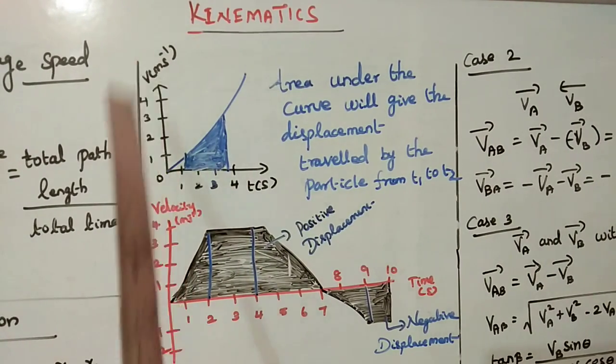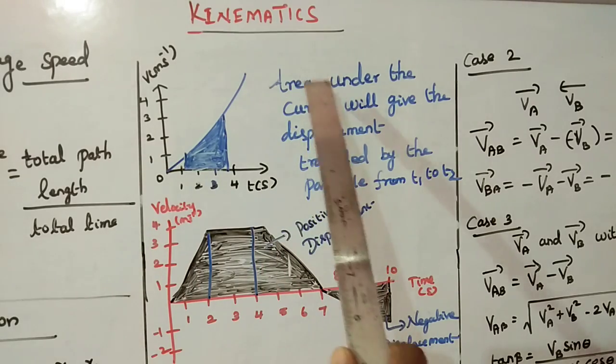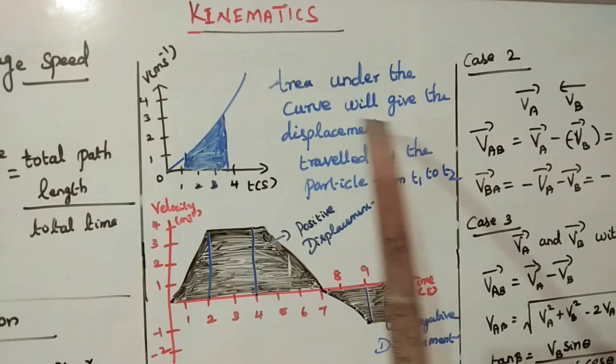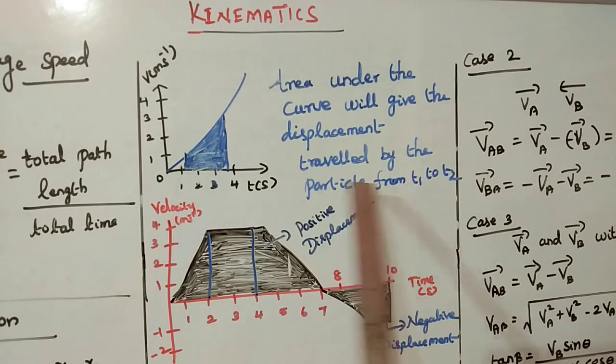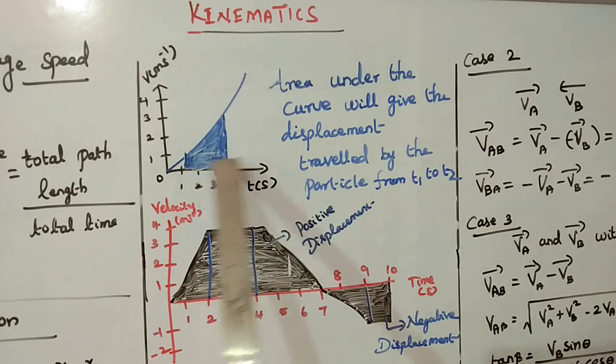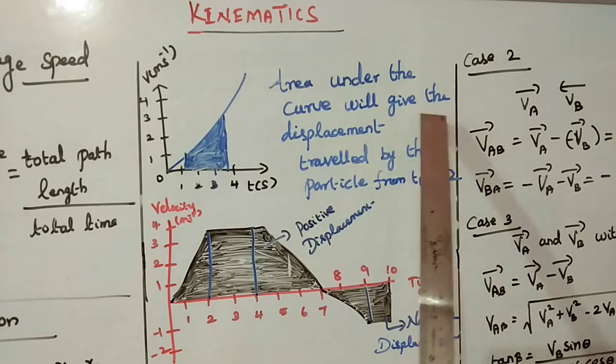In one dimension, we always see only positive and negative directions. This is velocity, this is time. So this graph is as shown in the figure. The area under the curve will give the displacement travelled by the particle from time interval t1 to t2.